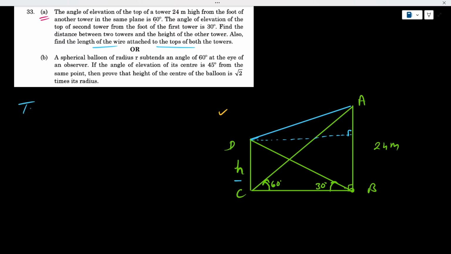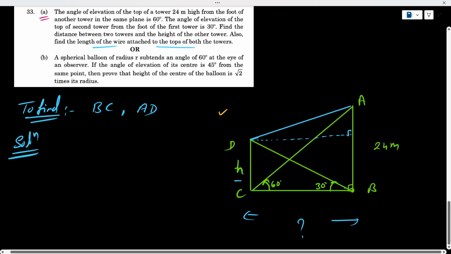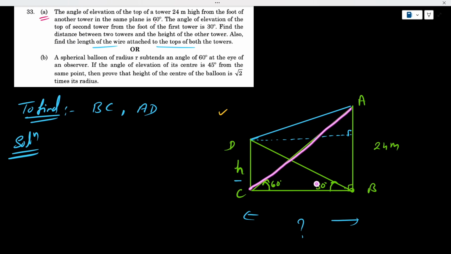So what to find here? Let us first write down what I need to find out here. You need to find out the distance between two towers. What is the distance between two towers? BC. This length is unknown. I don't know. Then what else you need to find out? AD, which is the wire attached between the tops of the towers. Now for solving this kind of question, you are going to choose the triangle where you see the angle. Now, the 60-degree angle is in which triangle? If you see that, then automatically you'll understand which triangle you need to consider.